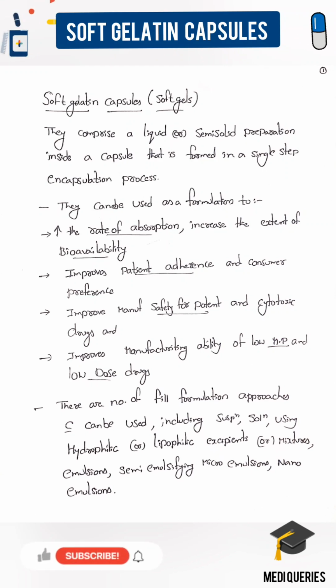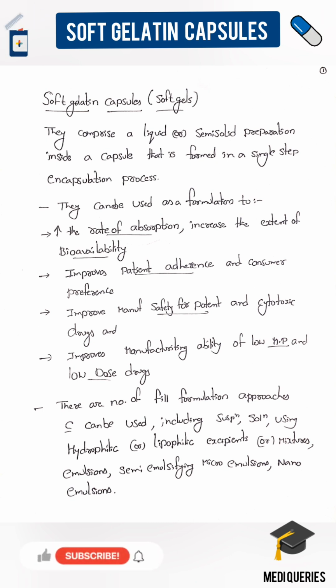Today's session we are going to learn about soft gelatin capsules. These are also called soft gels. They comprise a liquid or a semi-solid preparation inside a capsule that is formed in a single step encapsulation process. That means they are mainly used to formulate liquids or semi-solids. In the processing also, there is only a single step involved in the encapsulation.